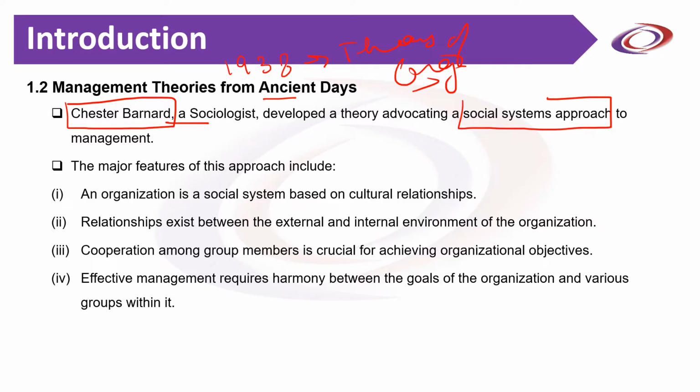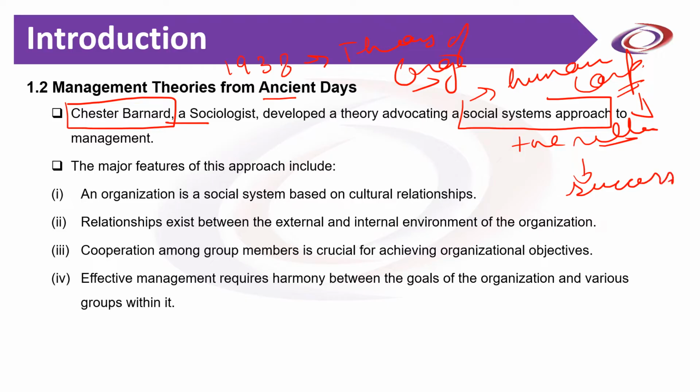He focused on the social system, that is, on the humans. He said that if the humans cooperating in a particular organization cooperate and coordinate, and there is a positive relationship among them, then it would lead to the success of the organization. So he focused on the understanding of human behavior. So, human resources. In this theory, we can say that human resources were the focus. So management theories focused on human resources even in the ancient days.